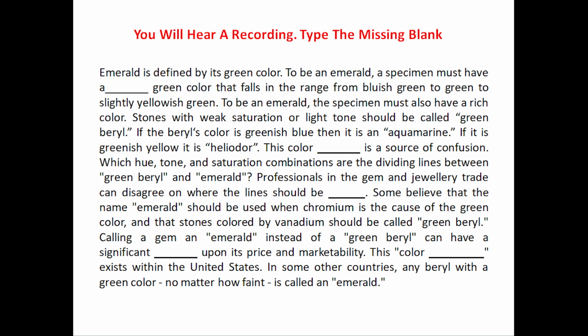Calling a gem an emerald instead of a green beryl can have a significant impact upon its price and marketability. This color confusion exists within the United States. In some other countries, any beryl with a green color, no matter how faint, is called an emerald.